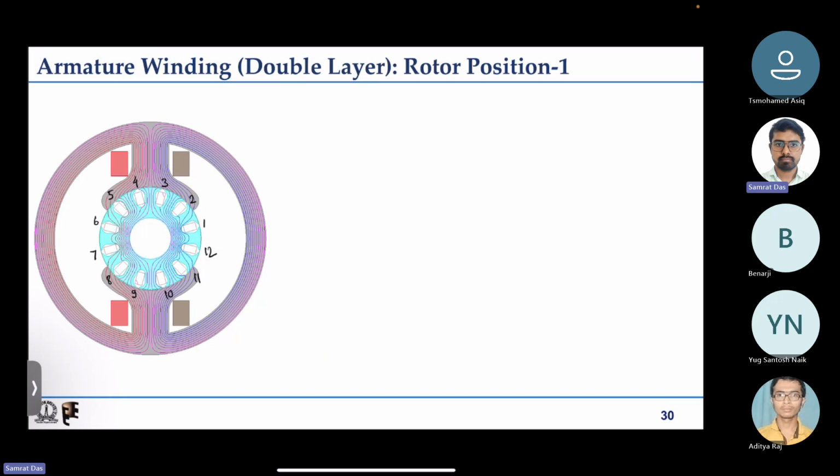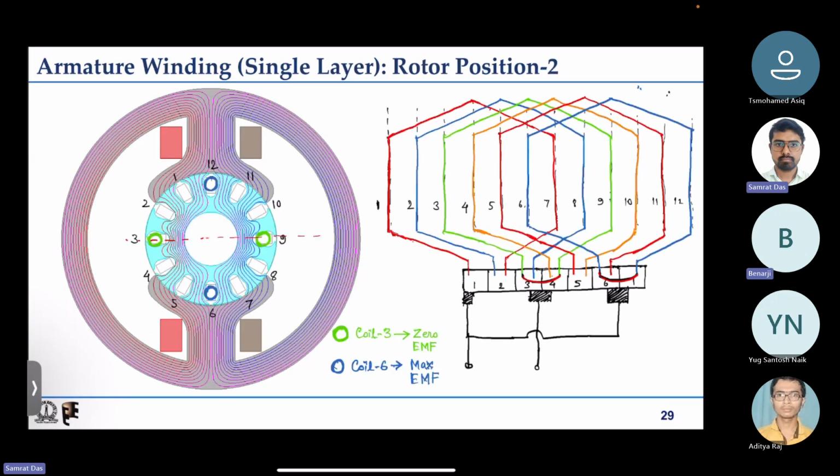Sir, could you please move to the double layer slide? Okay, do you have any question?